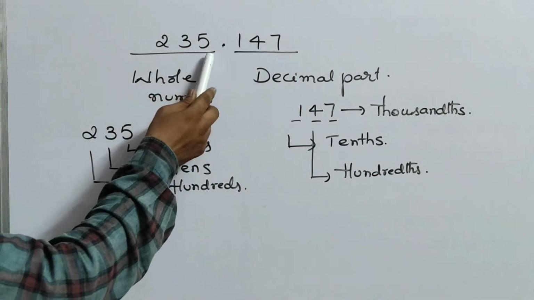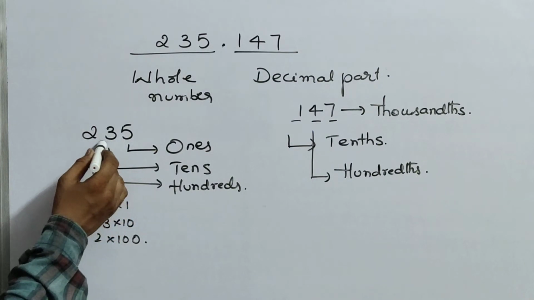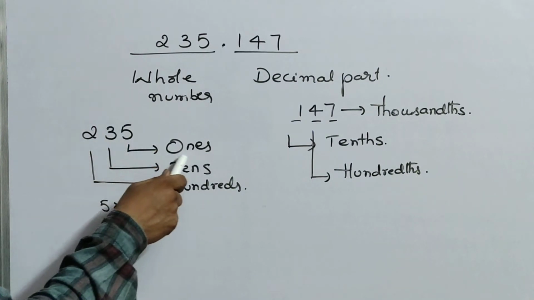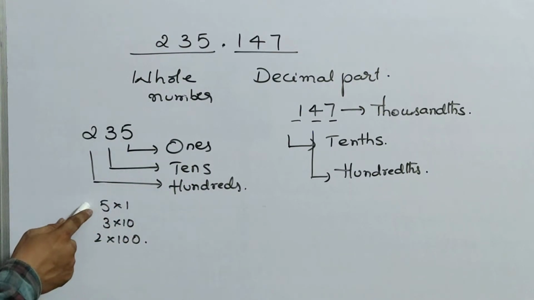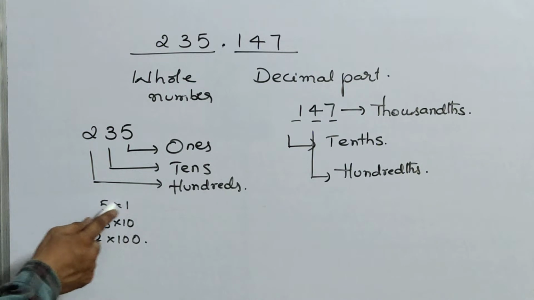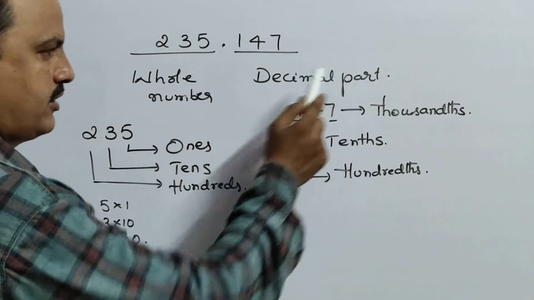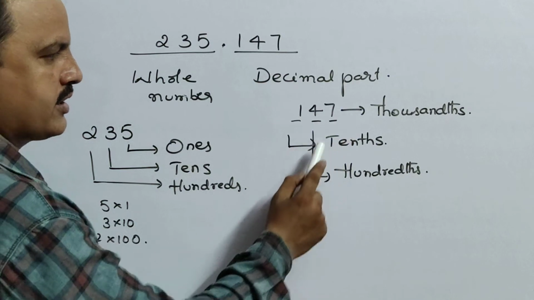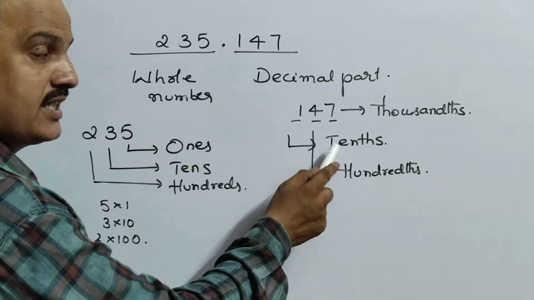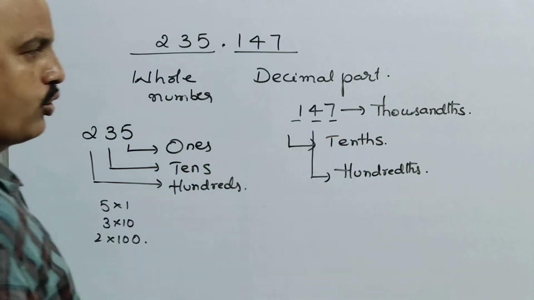How to identify the whole number place values? That is 235, where 5 is called the ones place, 3 the tens place, 2 the hundreds place. And you can even write it like this also: 5 into 1, 3 into 10, 2 into 100. Now, coming to the decimal part, 147. So, 1 is in the tenths place, 4 is in the hundredths, 7 is in the thousandths.